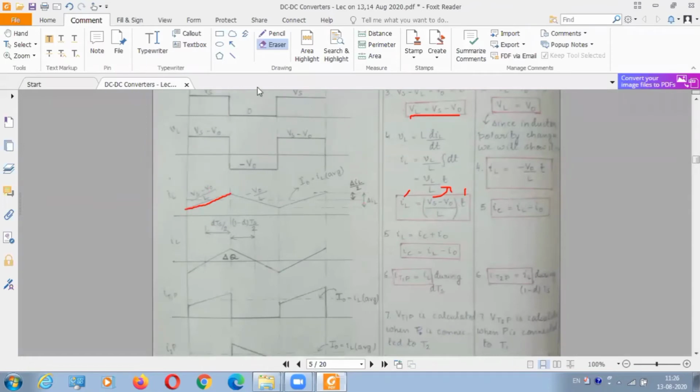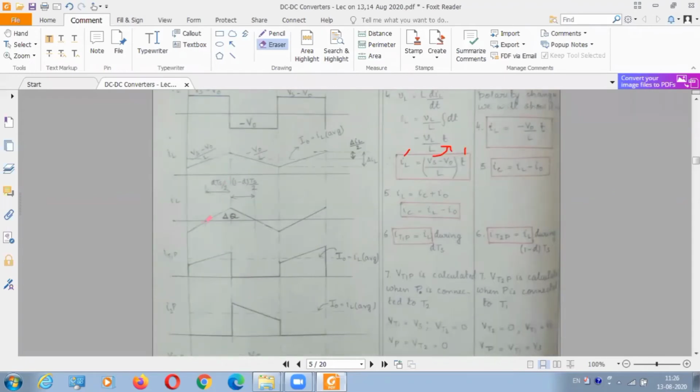So we are getting a slope over here, Vs minus V naught by L, that is increasing in nature. Next, I'll come to IC later. I have drawn IL. I'll come to IC later. I can do it now also, no problem.